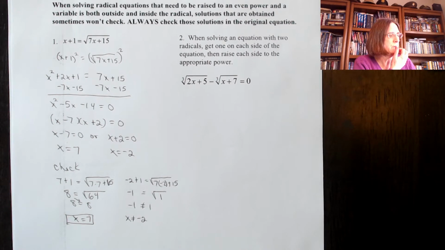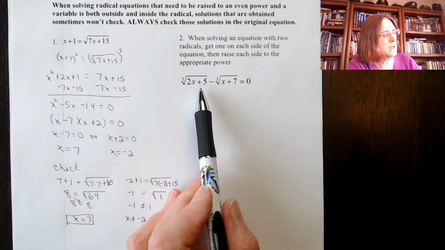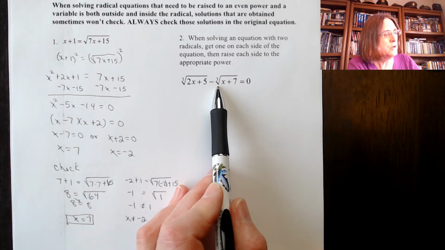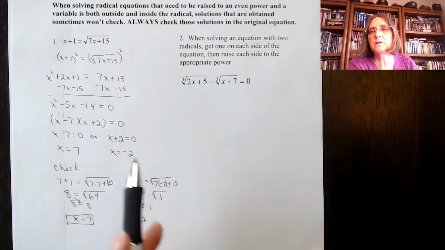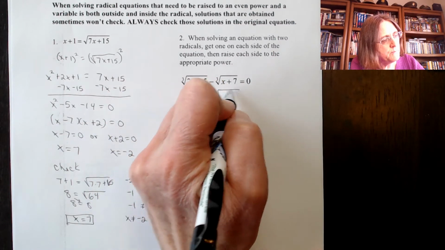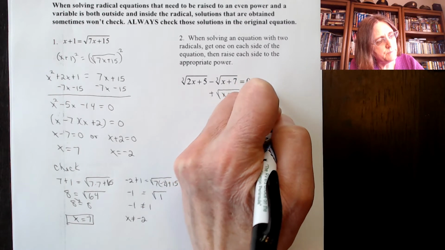Let's do another example. This one has to work with a cube root of an equation. With a cube root of an equation, we don't have to worry about extraneous solutions. However, we notice that we have both radicals on the same side of the equation. In order to solve that, we have to have one radical on each side of the equation. So let's add the cube root of x plus 7 to both sides of this equation.